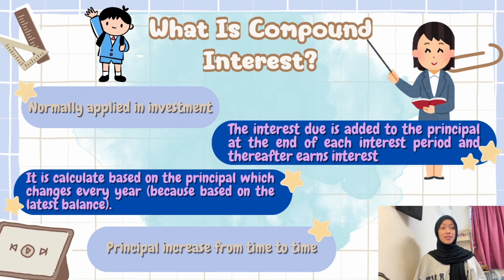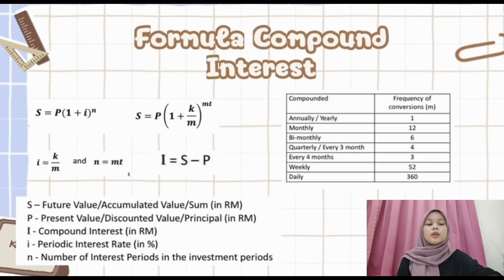What is compound interest? Compound interest normally applies to investment. The interest is added to the principal at the end of each interest period and thereafter earns interest. It is calculated based on the principal, which changes every year because it is based on the latest balance. The principal increases from time to time. This is the formula for compound interest. Now, let's go to question 1.